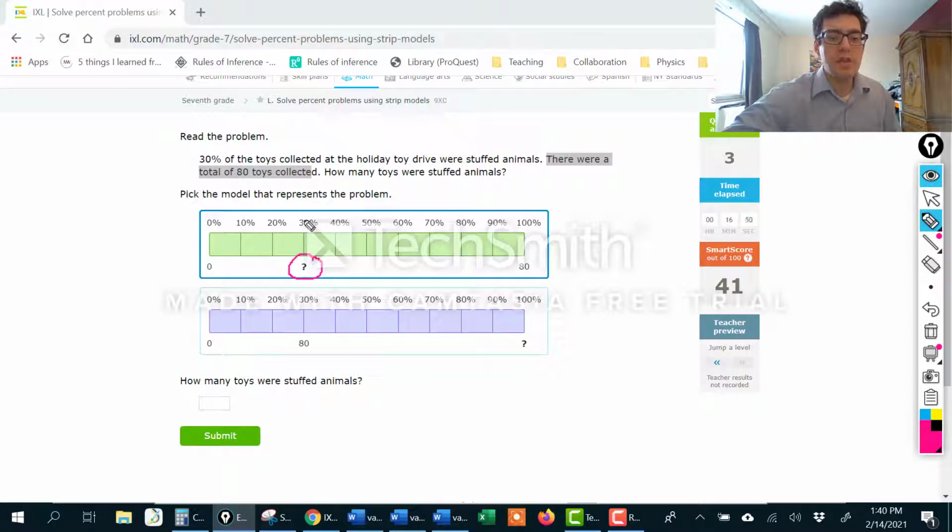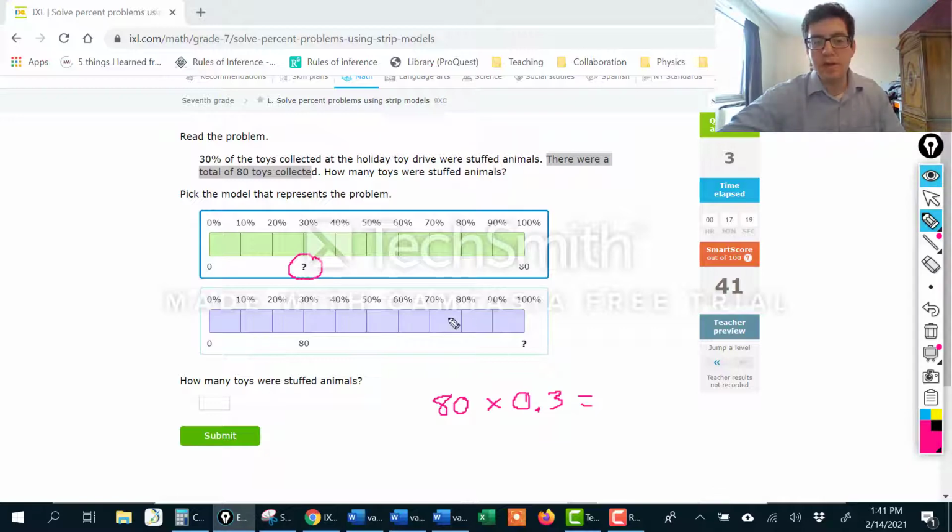Okay, well, we know that 30% of the toys collected were stuffed animals. So what we want to know here is what 30% of 80 is. Again, this is what I would call a find the part problem. So we would do the whole multiplied by the percent written as a decimal, which would be 0.3. So we're going to multiply to find the part.